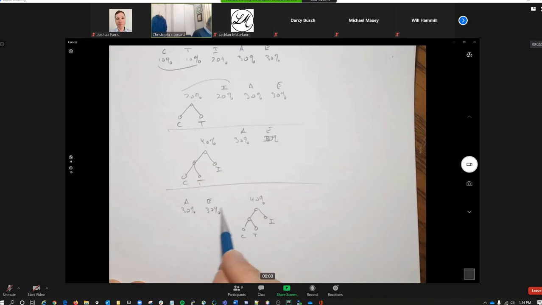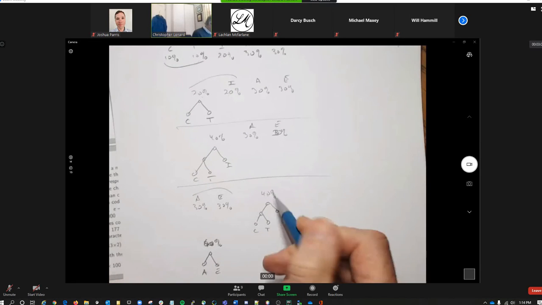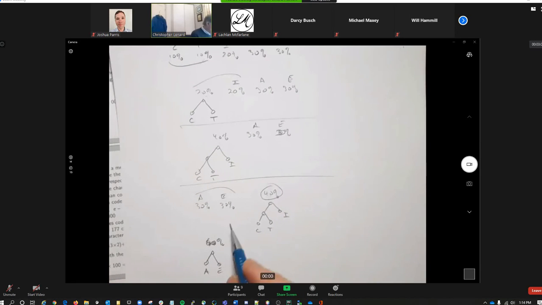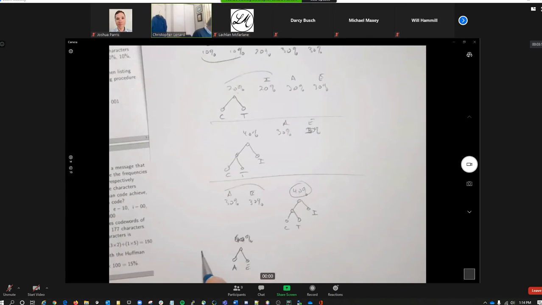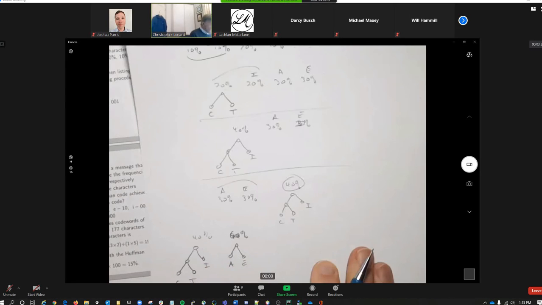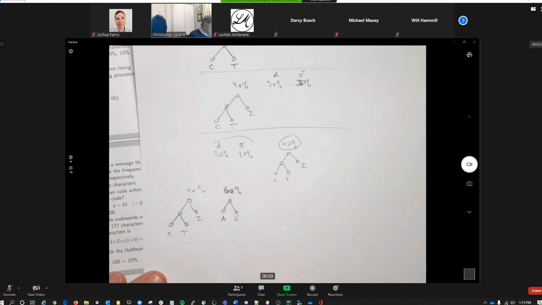Okay, so 30, 30, 40, these are the two smallest, so let's put them together. So they now form a new tree with 60% with A and E there. And you notice that this one's 40% versus 60%, so we may as well put it over here, so that the smaller of the two goes on the left, and now the final step would be that we put the two together.